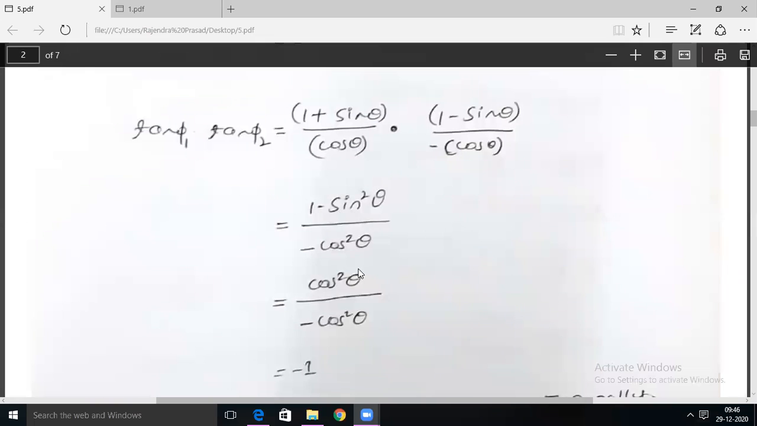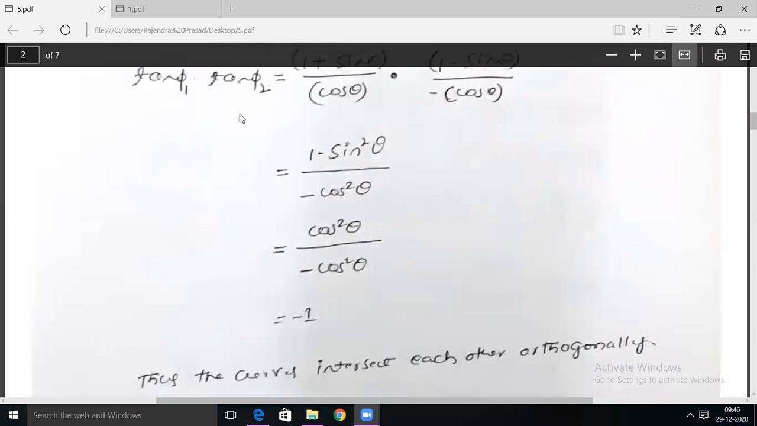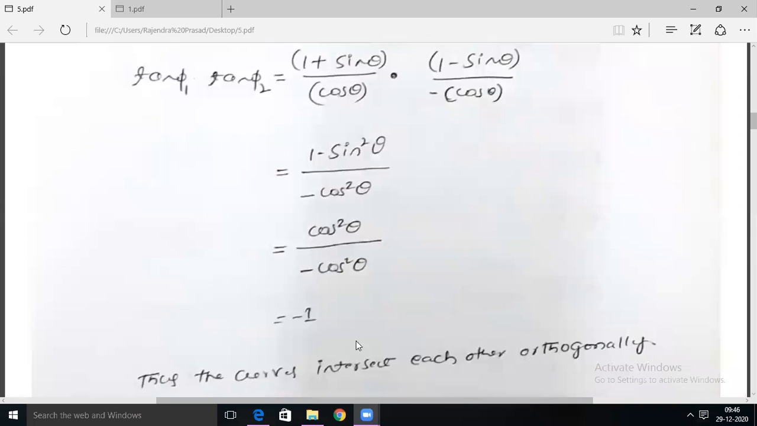Numerator cos square theta and denominator cos square theta get cancelled. So finally we get -1. Tan pi 1 into tan pi 2 is equal to -1. So then we say that the two curves intersect orthogonally. So if this condition is satisfied, we say that two curves intersect orthogonally, or modulus of pi 1 minus pi 2 is equal to pi by 2, or modulus of pi 2 minus pi 1 is equal to pi by 2.